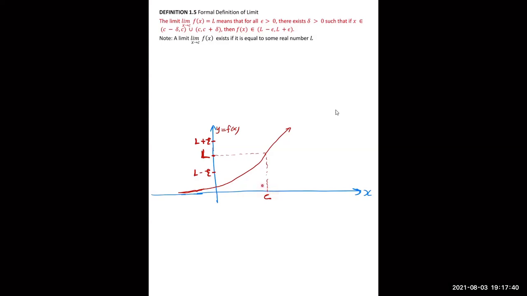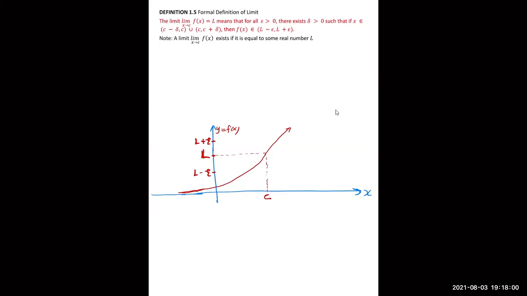As long as you pick the x values from that delta punctured neighborhood, your y value should be in the interval L minus epsilon to L plus epsilon. Your y value should land in this interval. For example, this is clearly possible in this case.